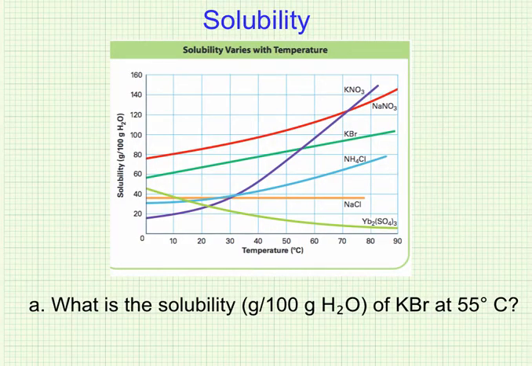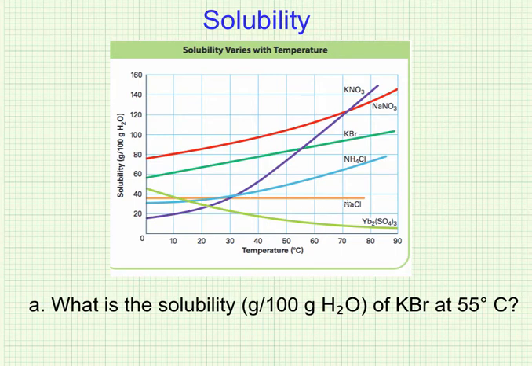Today we're going to look at a solubility chart. And basically what that's going to tell us is how much solute we can put into, in this case, water before it becomes saturated. And you can see for the most part, most substances, as the temperature increases, the solubility increases. The amount that you can dissolve gets bigger and bigger. But you can see that there's a few examples where that's not the case.